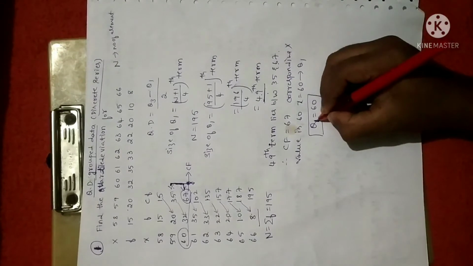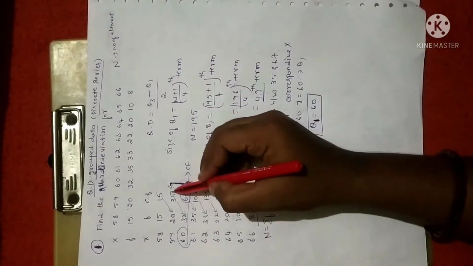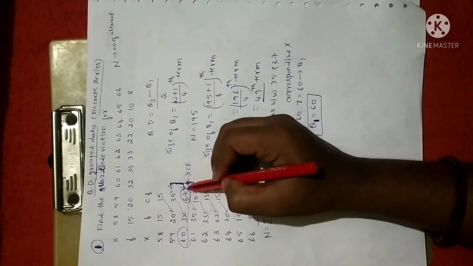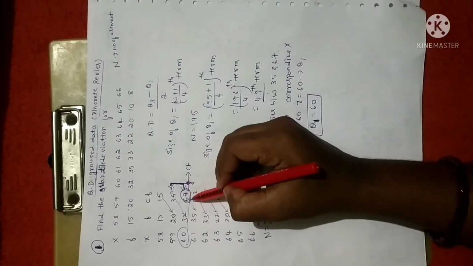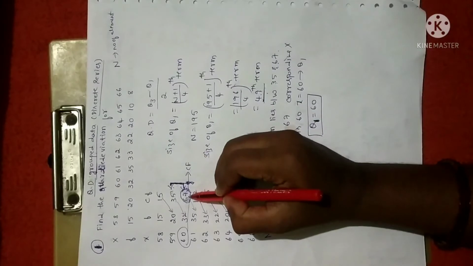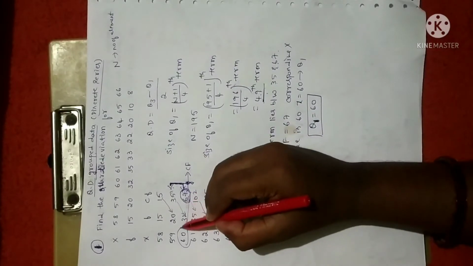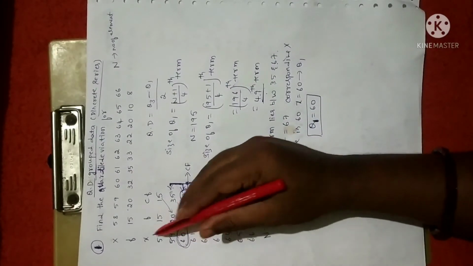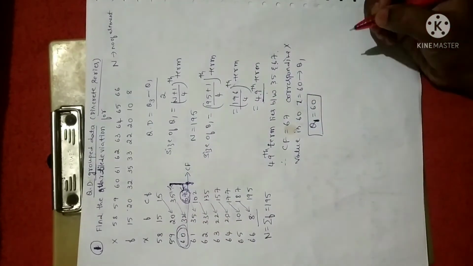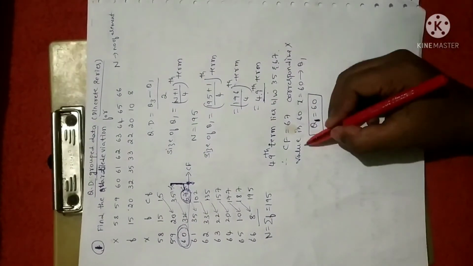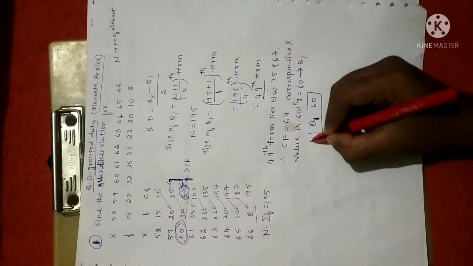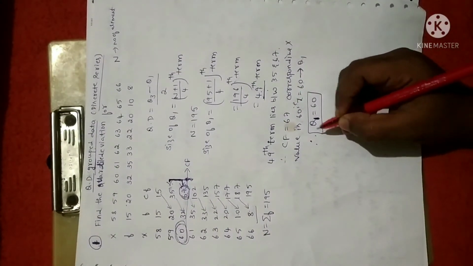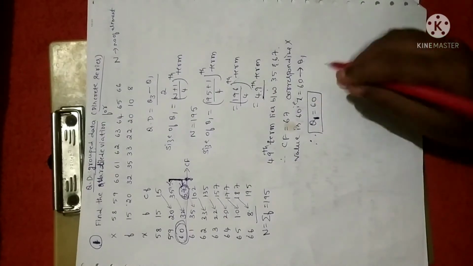I'll just repeat once again. First you check whether the 49th term lies between 35 and 67. It lies between 35 and 67, among which the highest value is the cumulative frequency, and the corresponding x value of that cumulative frequency is the quartile Q1. So the x value is 60, and 60 is called Q1. Therefore Q1 is equal to 60. That is how we calculate Q1.